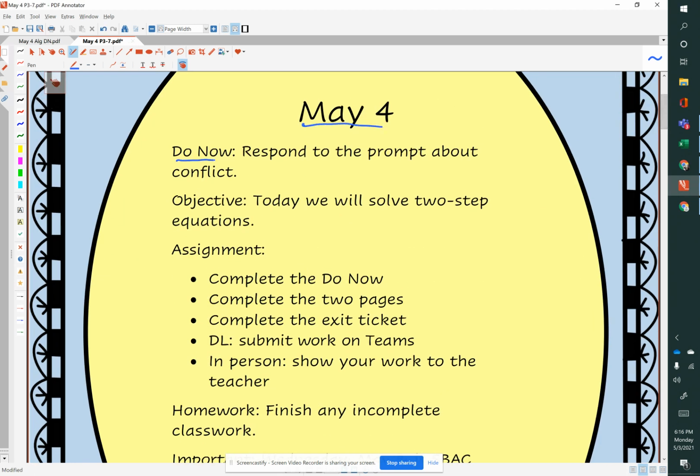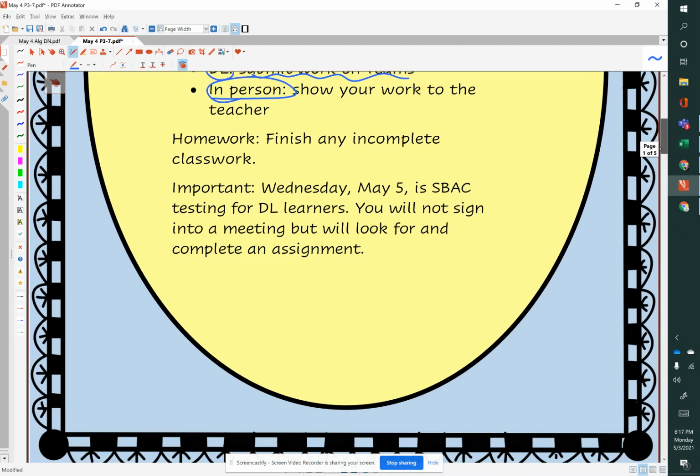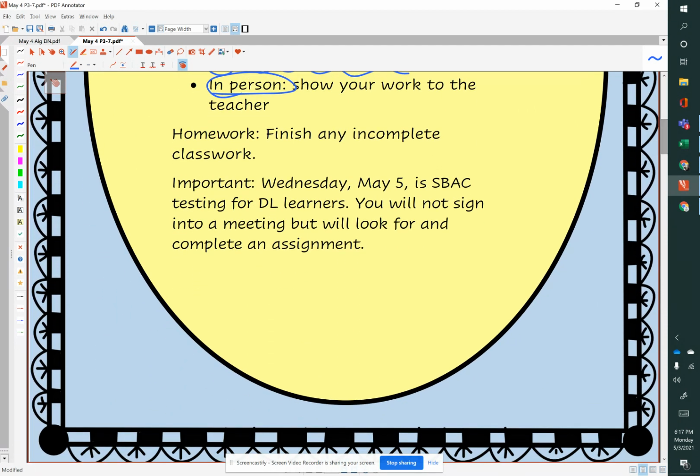We'll start with our do now, where we're going to respond to a prompt about conflict. And then our objective today will be to continue to solve those two-step equations. Our assignment will be to complete the do now. We have actually one page today to complete. Our exit ticket, if you are a distance learner, remember to submit your work on Teams. And if you are in person, make sure you show your work to me. For homework, finish anything you didn't get done. Make sure you send me a photo.